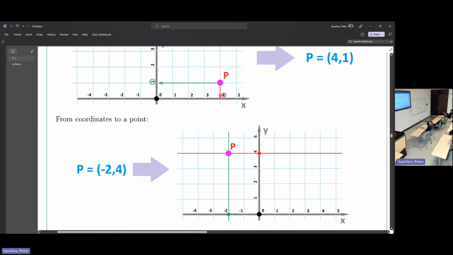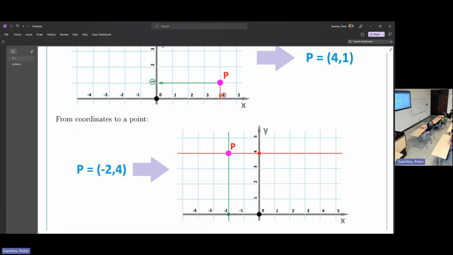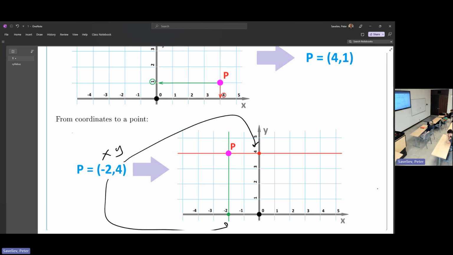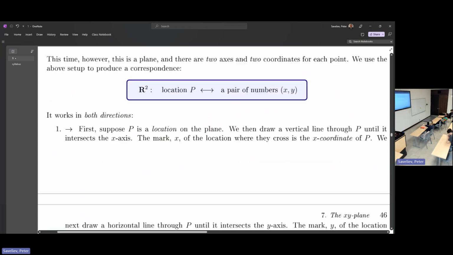Conversely, if you have two numbers provided, -2 and 4, what do you do? You remember the correspondence is the first one is x, the second is y. You find that x and draw a vertical line through it, that's the green one. And then you find y on the y-axis, this is the 4, and you plot it, and you draw a horizontal line and they intersect. That's why for the system to work, all you need here is that the two axes are not parallel, because if they're not, even if there is an angle not 90 degrees between them, these two lines will still intersect. It will give you one single position. So that correspondence between points and pairs of numbers will still work.